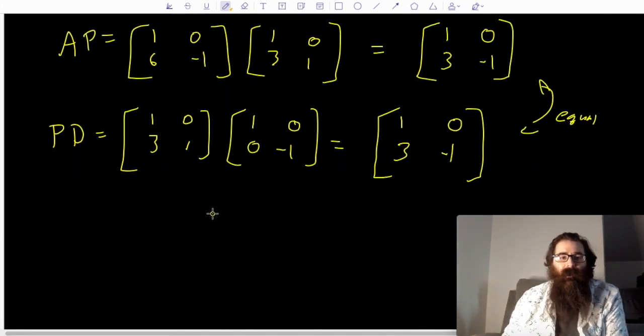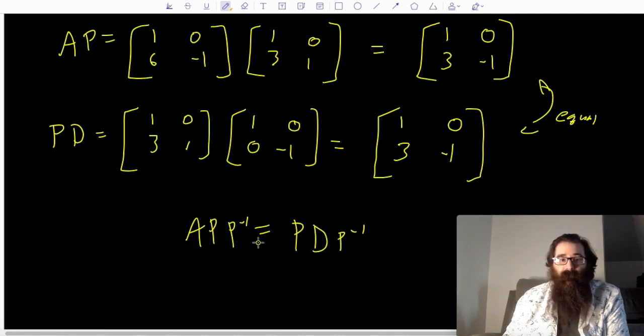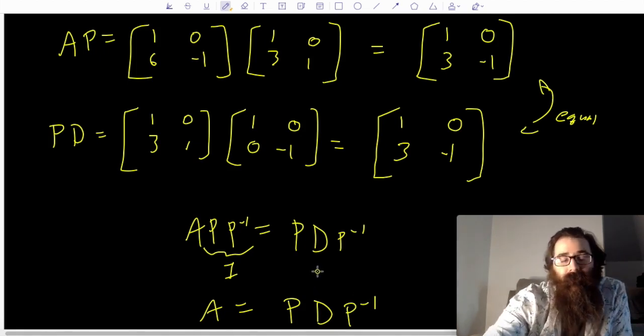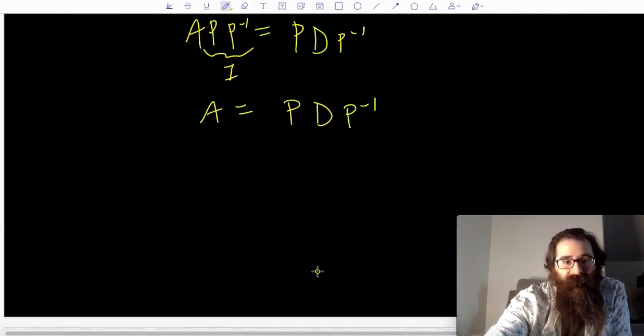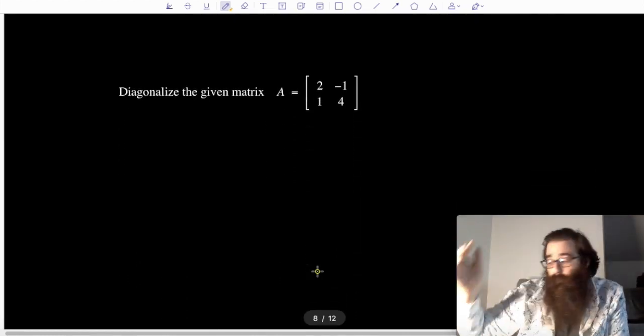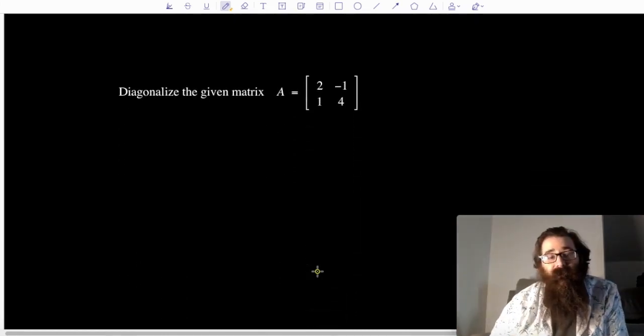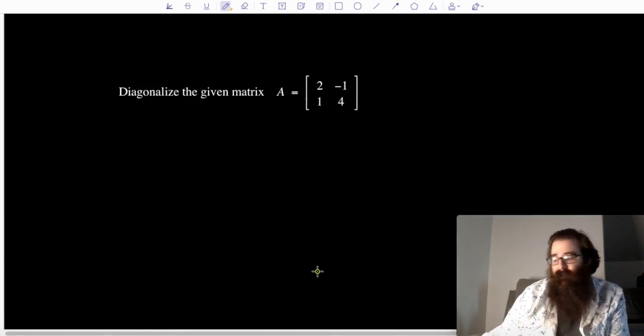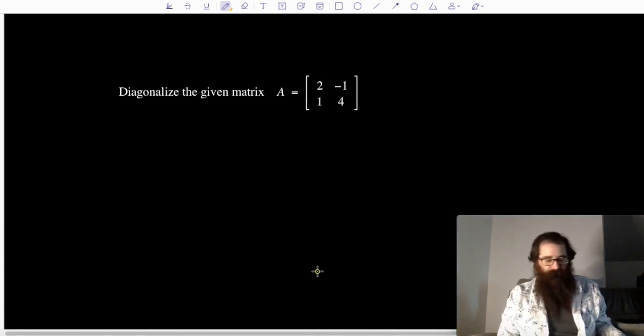Since we know that A times P is equal to P times D, this is an equivalent statement, because if I multiply on the right by P inverse, P times P inverse gives me the identity. So I know then that A is equal to P times D times P inverse, and that these matrices P and D are the ones that do the diagonalizing. So successful. Hey, what are we here for? We want to take a look at another example. So let's go ahead and see another example of this.